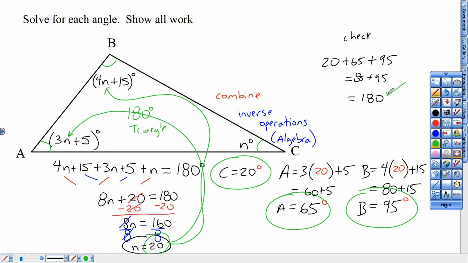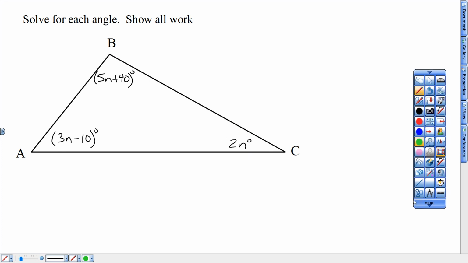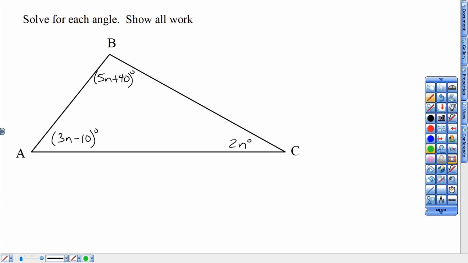All right, next problem here. A little bit harder, where one of these terms is not just n over here, it's 2n. So know when you solve for that, n is not C. So here we go. For this one, add them up and set them equal to 180 degrees. Boot. So for these, I got 5n plus 40. I got 3n minus 10. And I got that 2n over there.